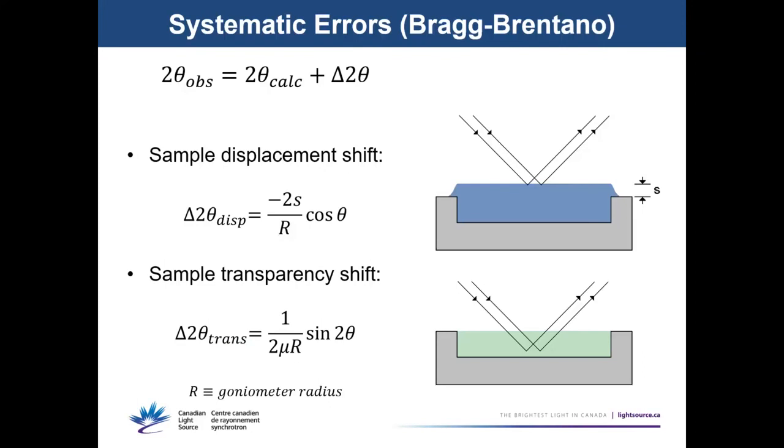There are two main systematic errors in peak positions in Bragg-Brentano geometry. Sample displacement is probably by far the most significant because it occurs in almost every sample, but it can be minimized with careful sample preparation. You can see displacement can be a positive or a negative value. The plane of the sample can be above the sample holder, or it can be below the sample holder as well.